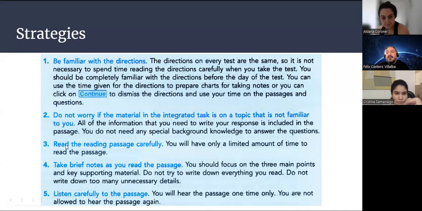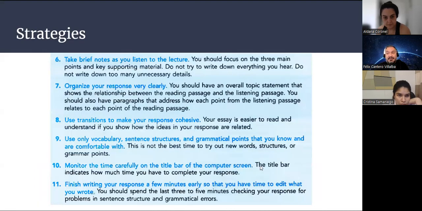Then read the passage quickly, carefully. It is important that you understand what it is about. You're going to see it later again, so you don't need to take many notes in the first reading. The first reading is going to last 3 minutes. So there, focus on reading and understanding it very well and identify what the 3 key points presented are. Then take brief notes as you read, if you have time, because you're going to have the passage later. But listen carefully to the lecture and take very good notes, because you're going to listen only once.